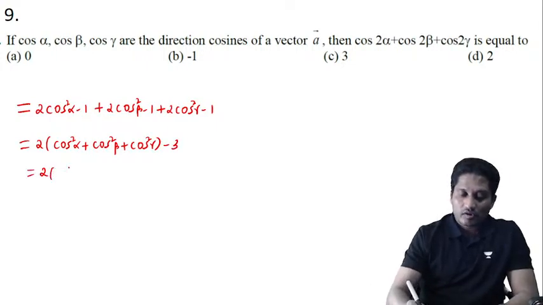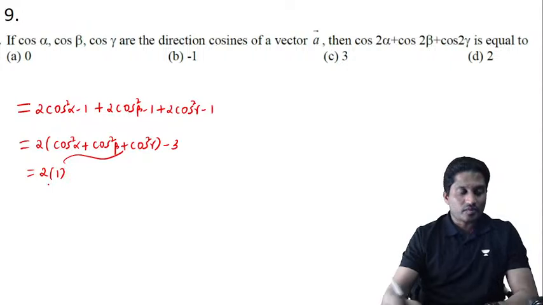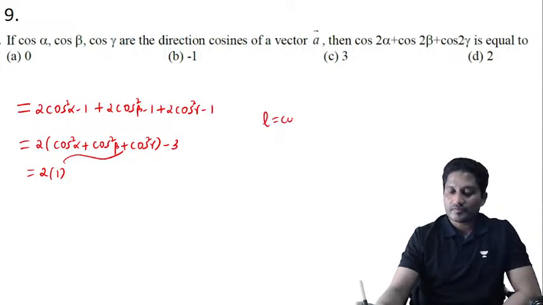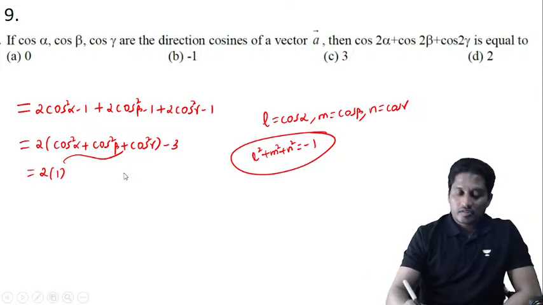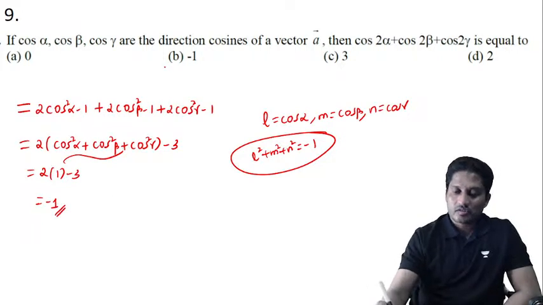2 times cos square alpha plus beta plus gamma is 1, right? Because if L is equal to cos alpha, M equal to cos beta, and N is equal to cos gamma, then L square plus M square plus N square is always equal to 1. So this is 2 minus 3 is equal to minus 1. Answer is option B.